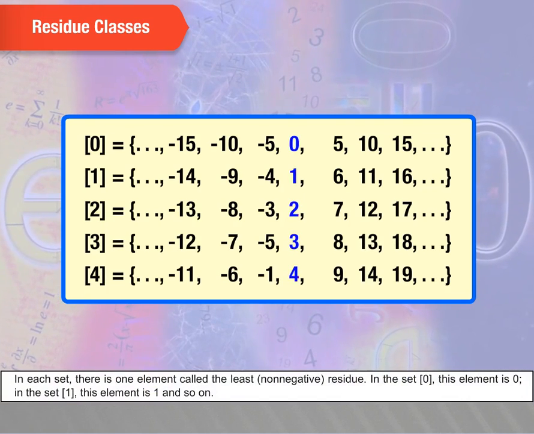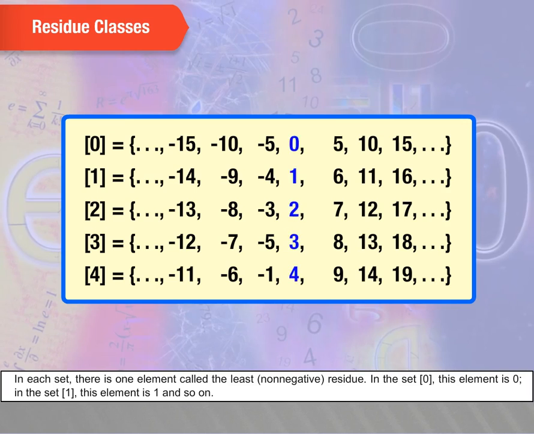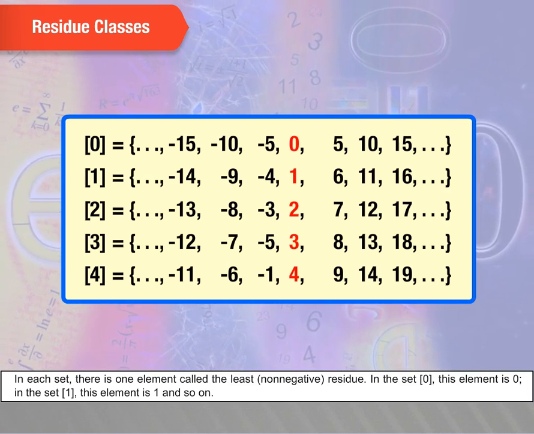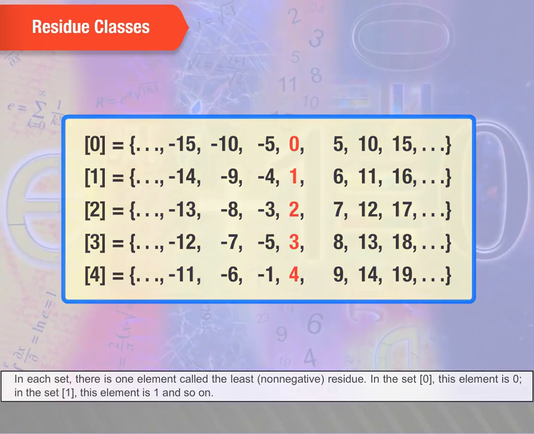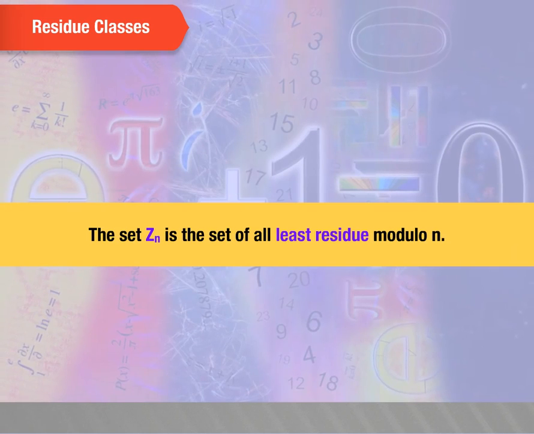In each set, there is only one element called the least, that is, non-negative residue. In set 0, this element is 0. In set 1, this element is 1, and so on. The set Zn is the set of all least residues modulo n.